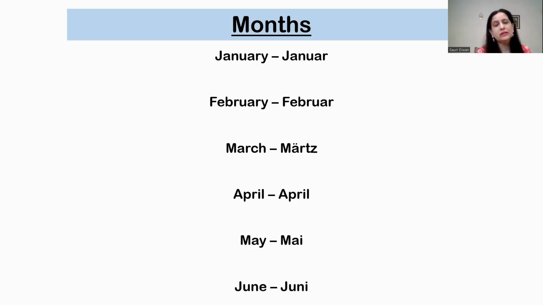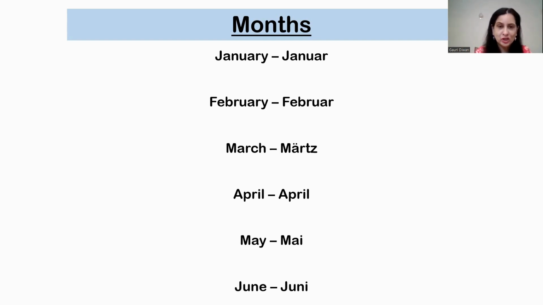For January it is Januar. The J is pronounced as Y in German. Then for February it is Februar. Here, if you see, the Y is missing, so we'll pronounce it as Februar and not February.